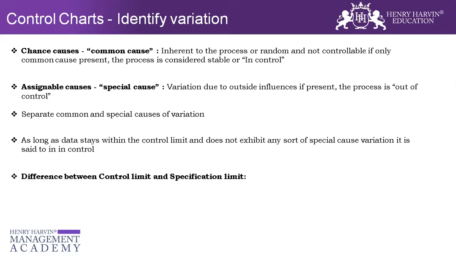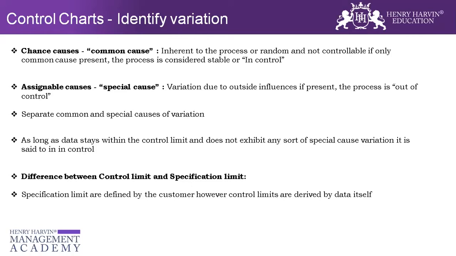So that's the special cause, that's the control limit. Now let's see the difference between the control limit and the specification limit. Specification limits are defined by the customer. However, the control limits are derived by the data itself. Interestingly, control limits are not communicated by anyone. The data decides on its own. The type of data, the number of sample points, the number of measurements, everything is taken into consideration. The data itself calculates the lower control limit and upper control limit and tells you whether your process is within control or outside your control. That's what my data tells me.